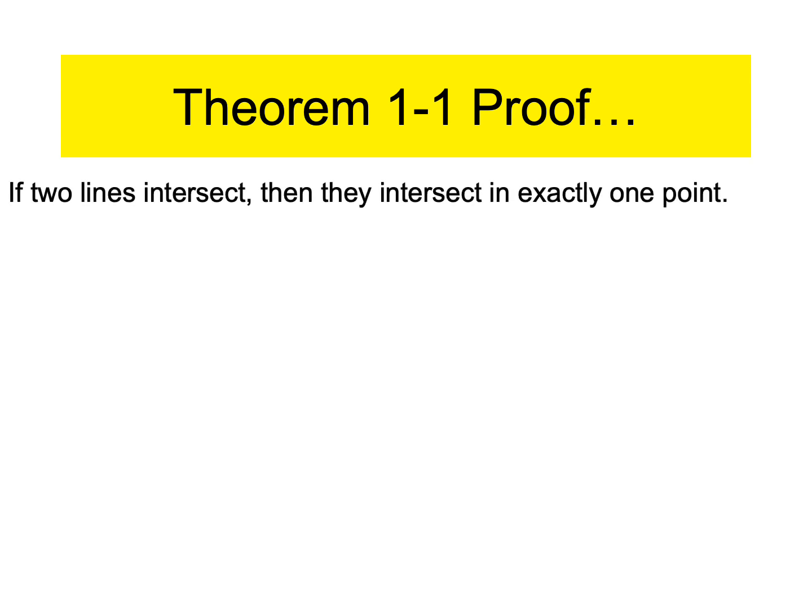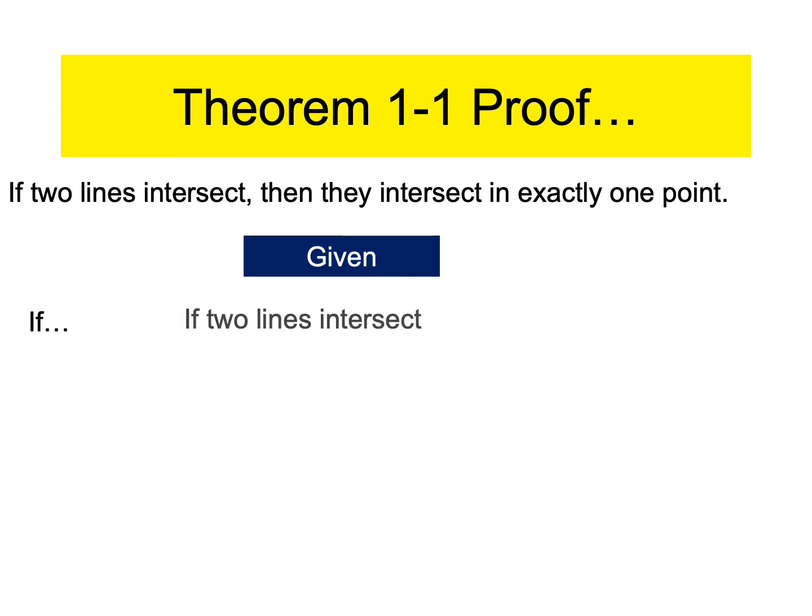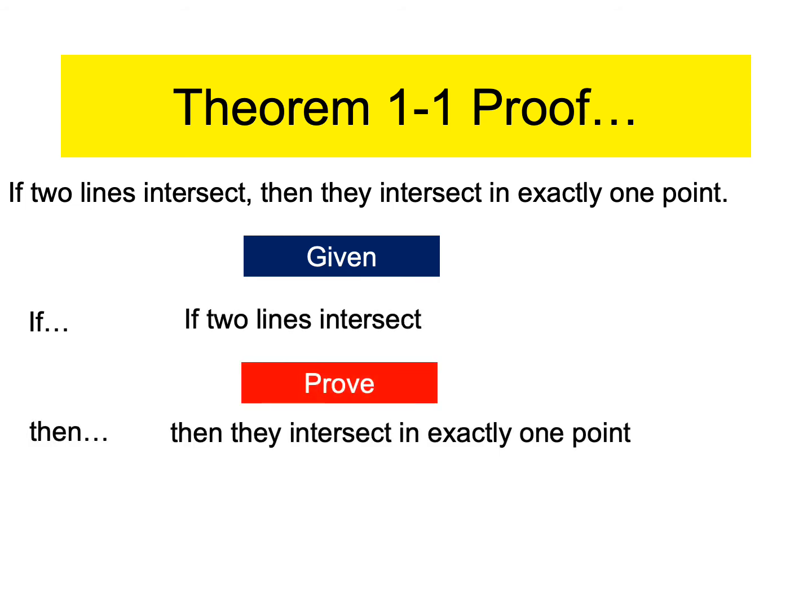Now, we call this an informal proof because I haven't taught you how to formally do a proof yet. The statement is made up of an if part, if two lines intersect. We call that the given. I will tell you, if two lines intersect, we accept that as being true. It's the then part that we have to prove. We have to prove that they can only intersect at one point. Let's see if we can do that with the knowledge that we have so far. Remember, we can use definitions, postulates, and any other theorem. Since this is the first theorem, we have no theorems to use, but we can use definitions and postulates.